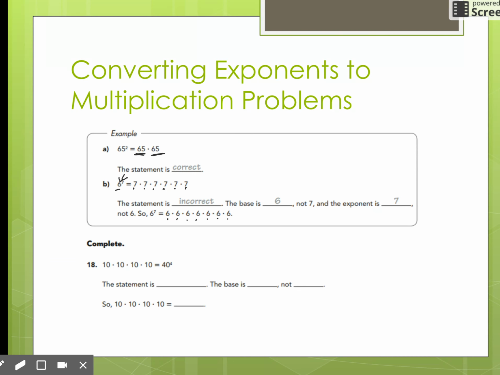Please look at number 18 in your 1.1 packet. Here we show 10, 1, 2, 3, 4 times. 10 multiplied by itself 4 times. And they want to know if 40 to the 4th power is the correct way to write that in exponential notation. This is not correct. It is incorrect. I'm going to abbreviate IC because the base is 10, not 40. So the correct way to write it would be 10, and the exponent would be 4, because again we have it 1, 2, 3, 4 times.